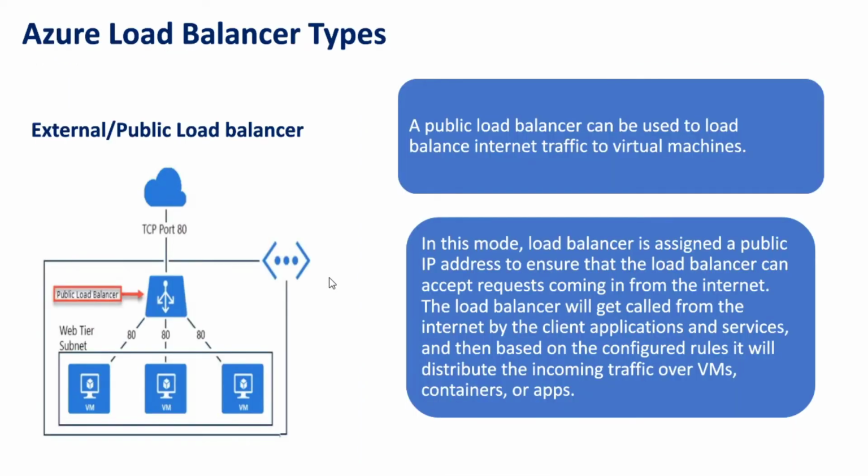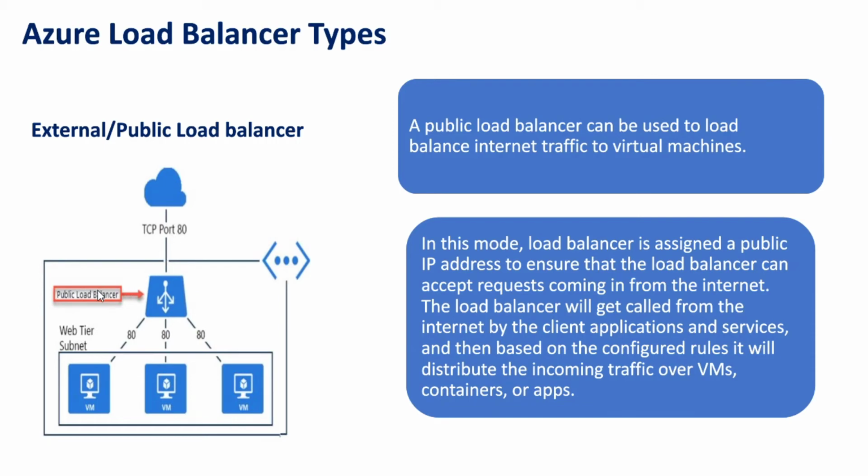Next we have types of Azure Load Balancer. There are two types: external or public load balancer, and internal or private load balancer. A public load balancer can be used to load balance internet traffic to virtual machines. In this example, you can see the symbol of a virtual network. The request is coming to this load balancer, which has a public IP address, and we know that a public IP address is exposed to the internet.